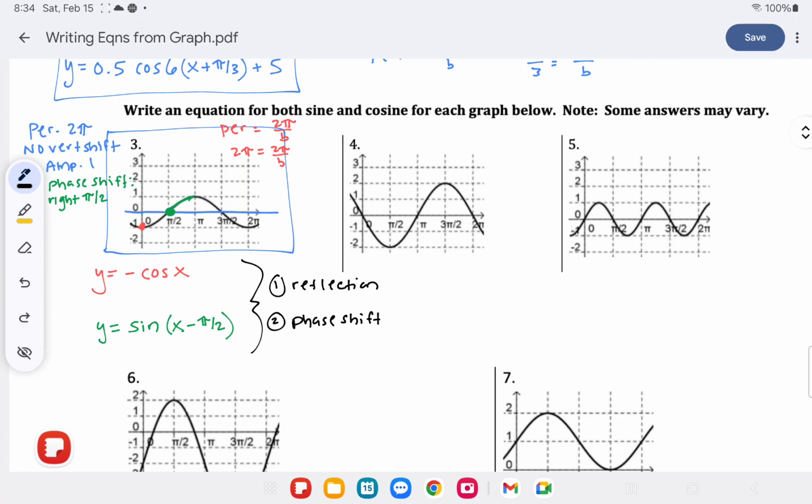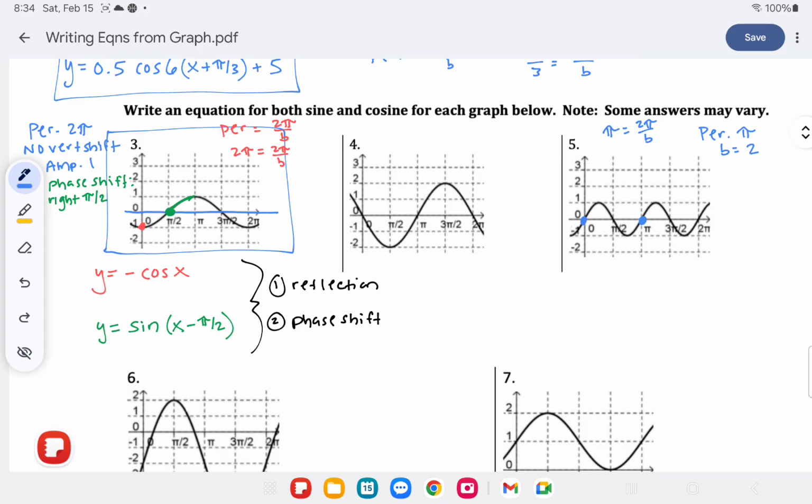Let's skip to number 5. We'll do number 5 next. So number 5, if we're doing a period, where does it restart itself? Our period is pi. And because our period is pi, and not 2 pi, and to find period, we take 2 pi divided by b, that means our b must be 2. So our b is 2.